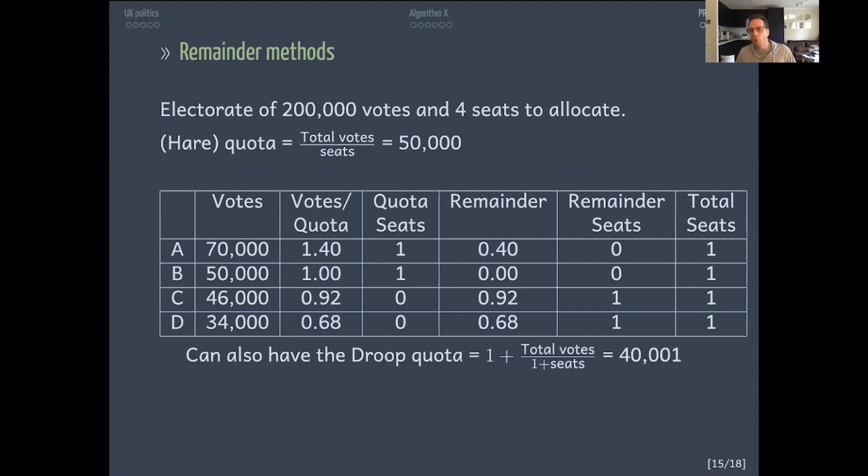There's another quota called the Droop quota as well, which is where you take 1 plus the total number of votes divided by 1 plus seats, which in this case would be 40,001, which actually would give us the same results as well.